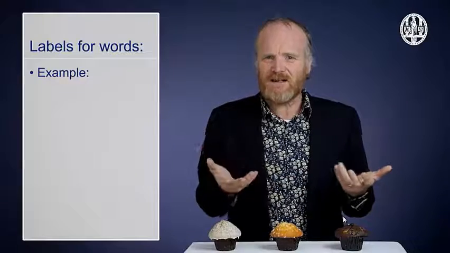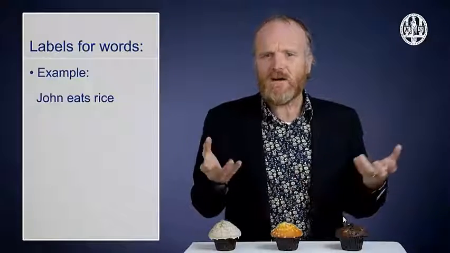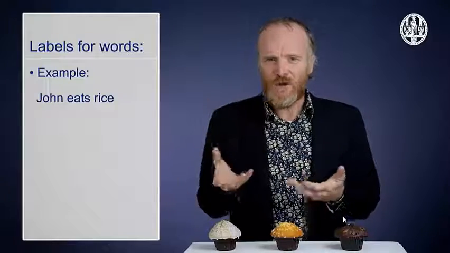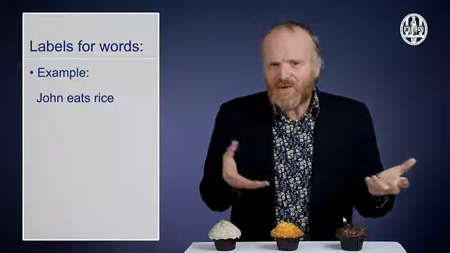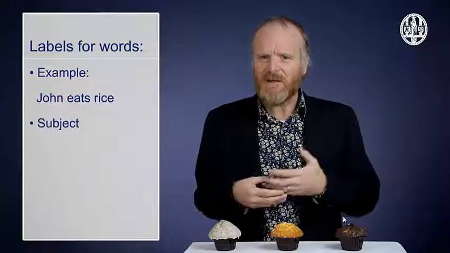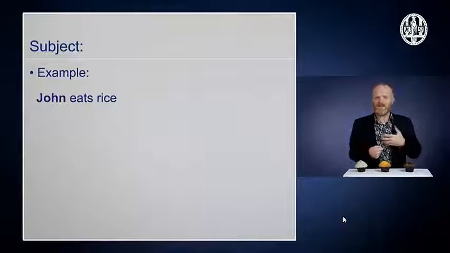Let's take a simple sentence. Let's take an English sentence like John eats rice. That has three parts. Actually, it has three words: John, eats and rice. But they also correspond to traditional parts of a sentence: a subject, a verb, and an object. John in this sentence is the subject.